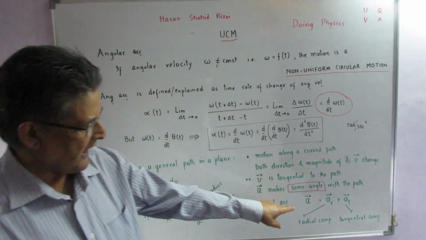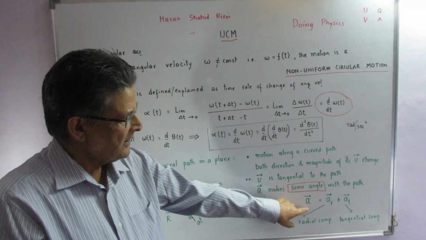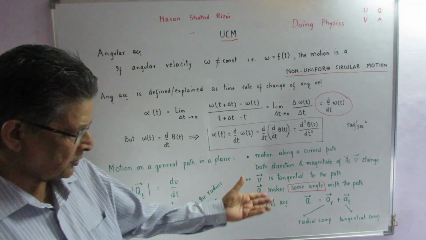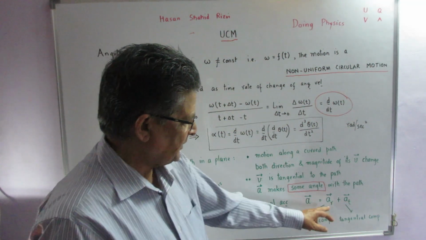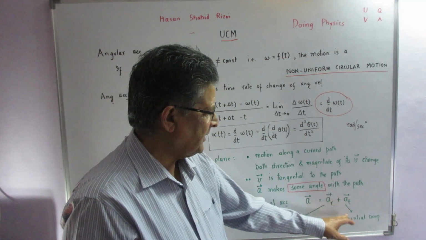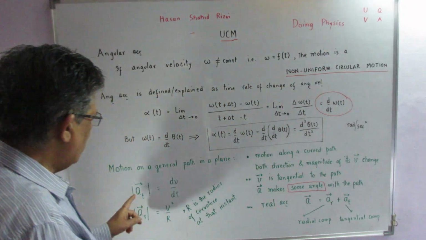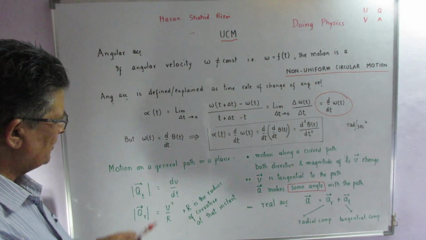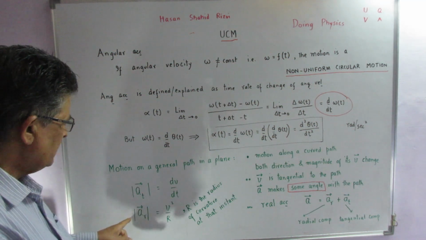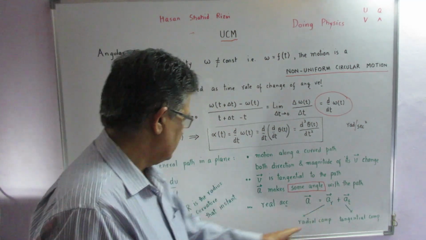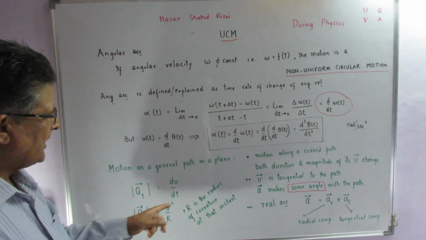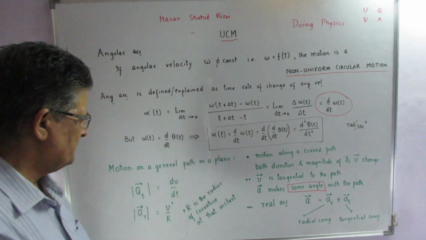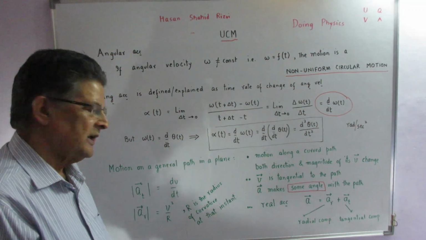And the real acceleration A that we had defined earlier comprises two parts, vector AR and vector AT, the sum of the two vectors, where AR is the radial component and AT is the tangential component. And we find that the magnitude of the component AT is equal to dV upon dt, and that of the radial component AR is equal to V square upon R, where R is the radius of curvature at that particular instant. So the term that I have used is the radius of curvature.